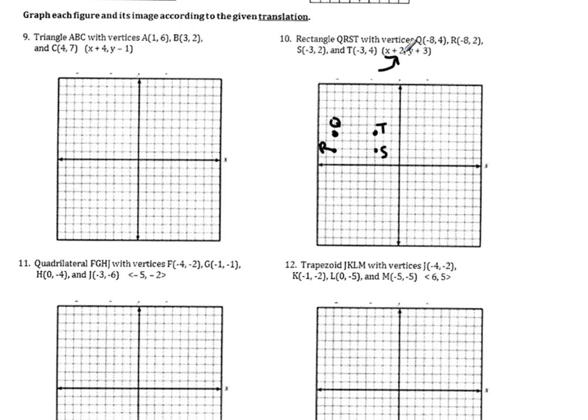And all it's saying is we're going to add 2, so we're going to go to the right 2 and up 3. So 1, 2, 1, 2, 3 will be Q prime. Right 2, up 3 will be T prime. 1, 2, 1, 2, 3 will be R prime. And then S prime would be 1, 2, 1, 2, 3, S prime. And let me connect those so you can see the originals. Q to T, S to R, and then connect these as well.